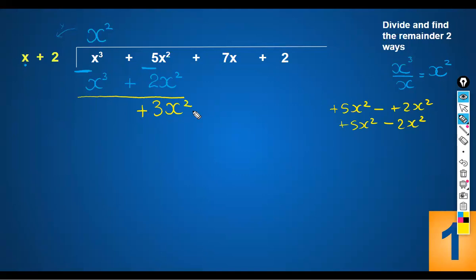Take down up to there. Remember, don't write down the 0. Now, here's the thing. We dealt with the x cubed. We dealt with the 5x squared. Well, we did some amount of calculations.